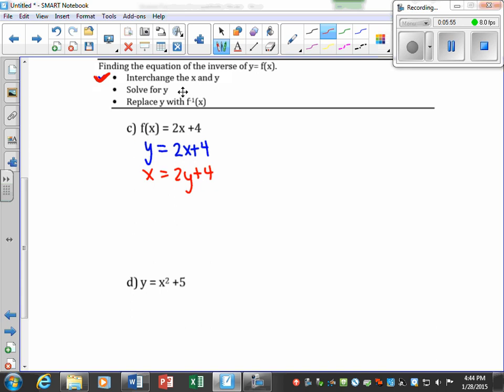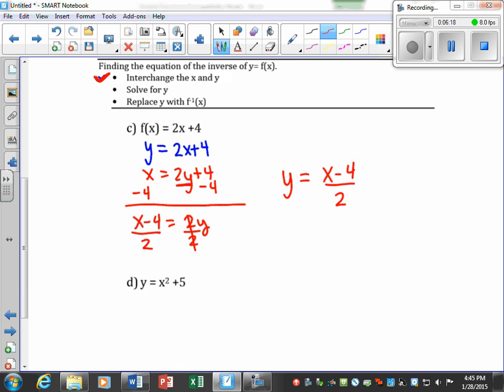Our next step says solve for y. So if I want to get this by itself, I'm going to subtract 4 from both sides. And I would get x minus 4 is equal to 2y. And then I'm still trying to get y by itself, so divide both sides by 2. And I would have y is equal to x minus 4 over 2. And this would be the inverse.